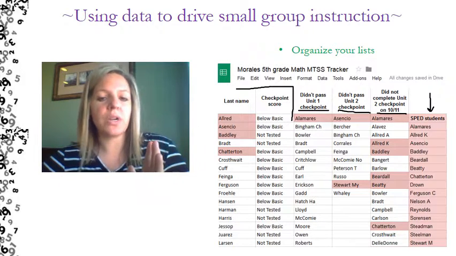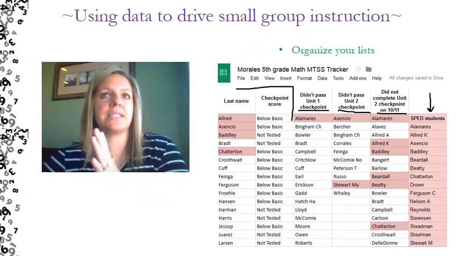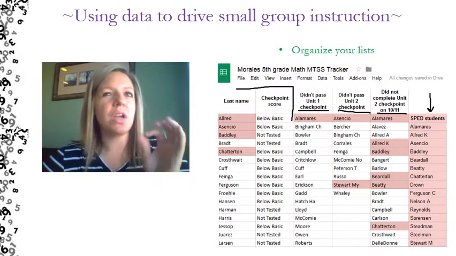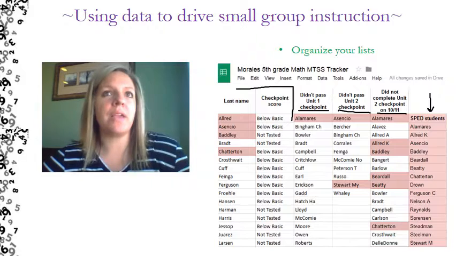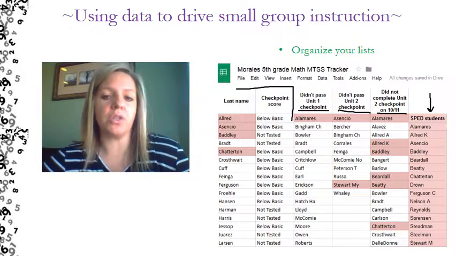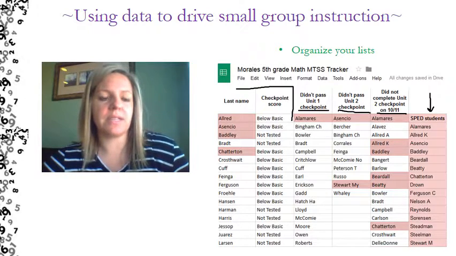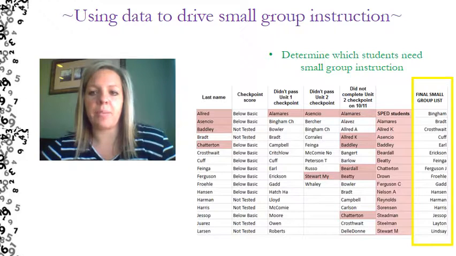Then I made a list of SPED students because they are getting Tier 3 support from their teachers. I got all these organized, and then I looked through the list and decided, okay, if the student's on one list, maybe I could invite them, but for sure if they're on 2 or more lists, definitely they need to be invited. So once I went through those 3 different lists of data, that's how I came up with my final small group list of kids.